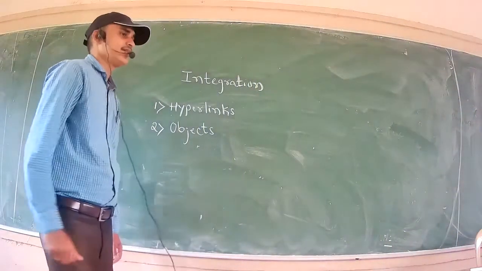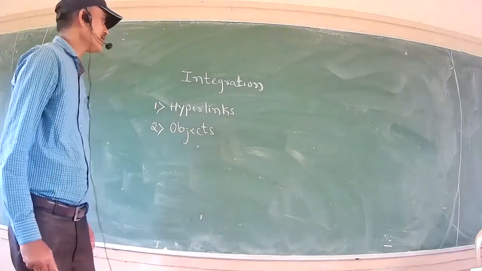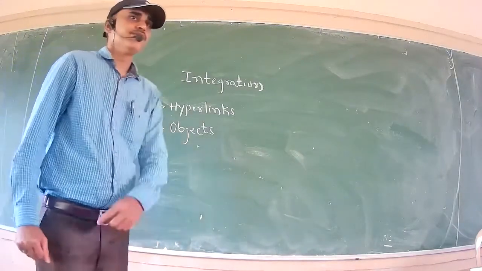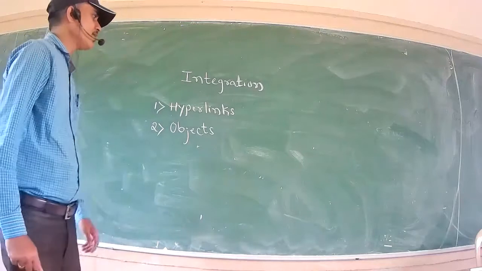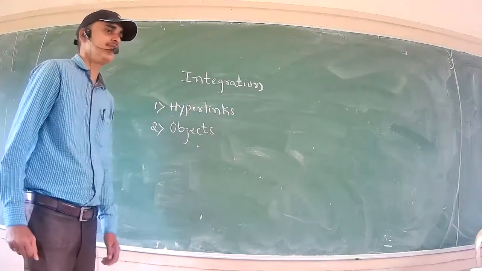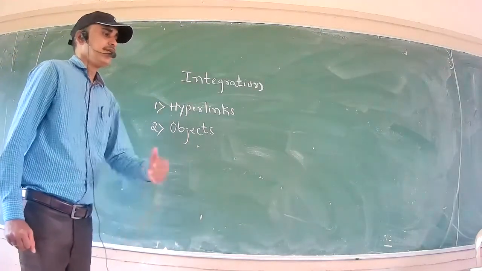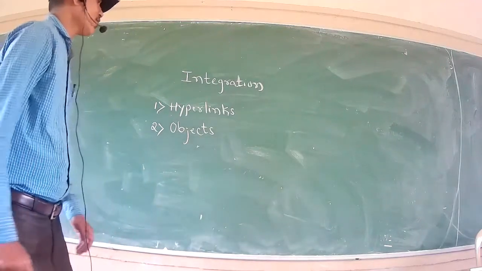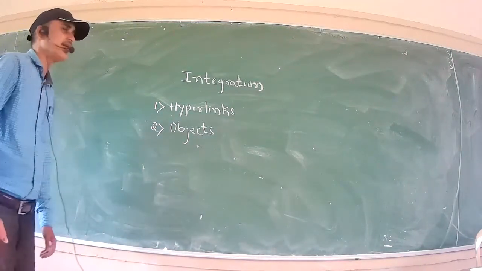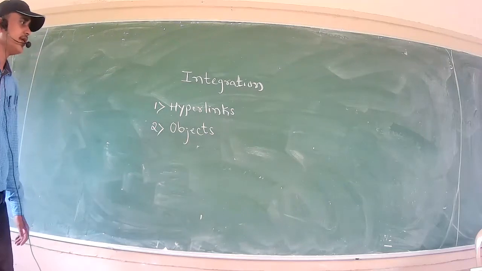Good morning, students. In the previous class, we discussed how to bring the information from MS Excel to MS Word using three methods of sharing the information. They are the copy and paste method, object embedding, and object linking methods.